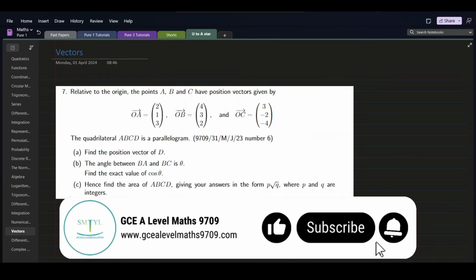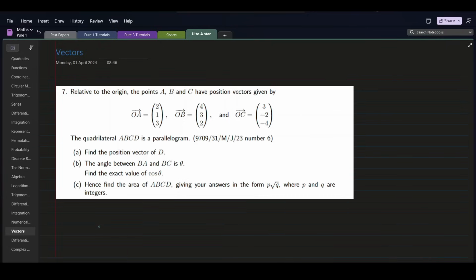Welcome to the vectors section of our PO3 crash course. Let's dive right in. Relative to the origin, the points A, B, and C have position vectors given by OA is 2, 1, 3, OB is 4, 3, 2, and OC is 3, negative 2, negative 4. The quadrilateral ABCD is a parallelogram. Part A, find the position vector of D.